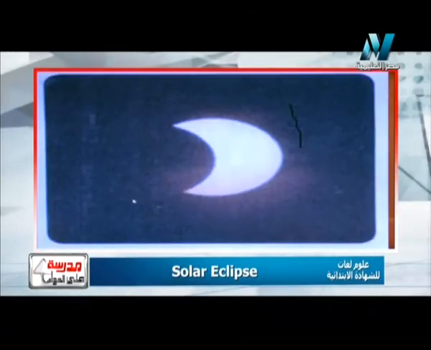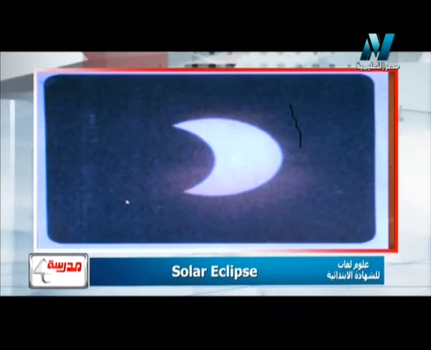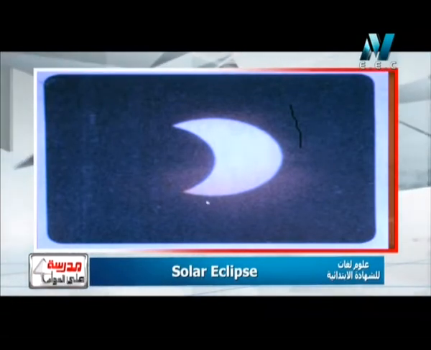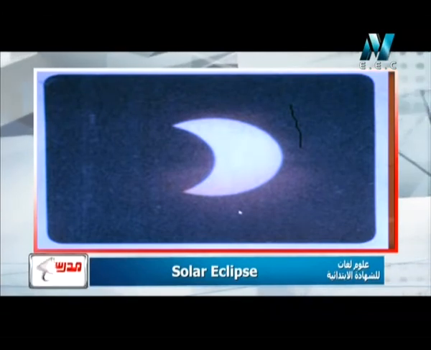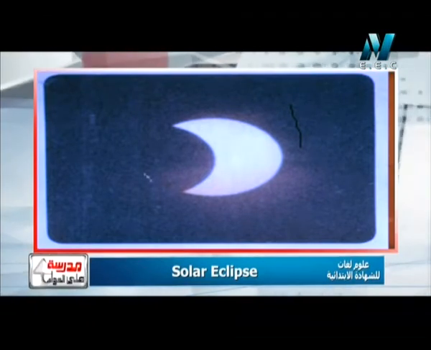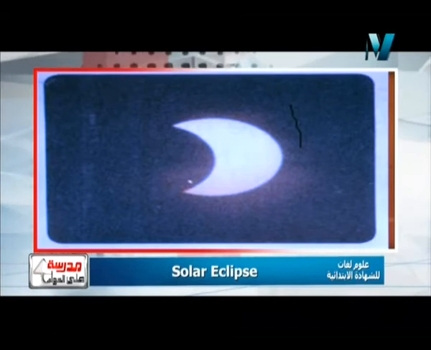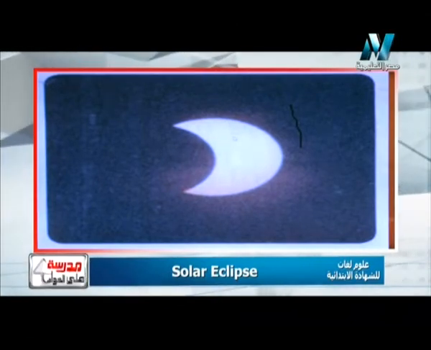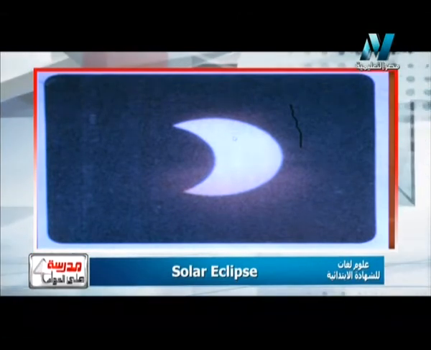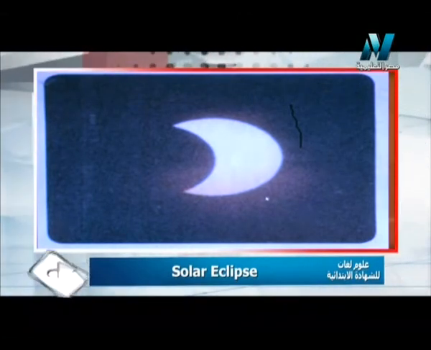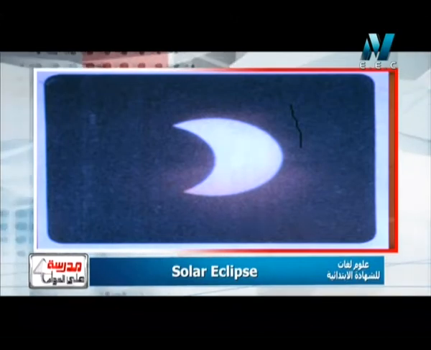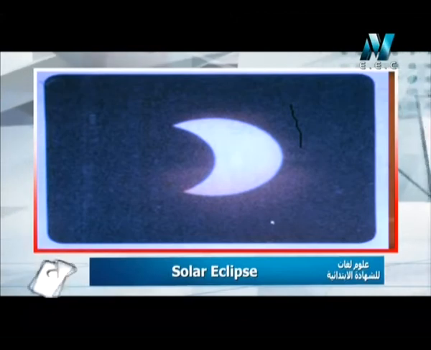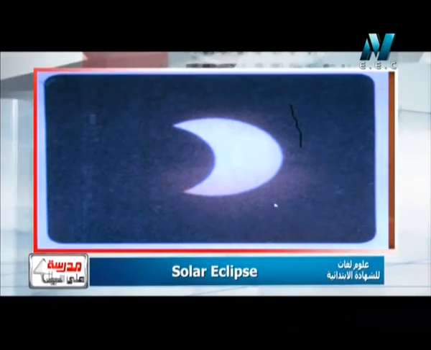Okay? Another picture for the partial solar eclipse. Here I can see a part only of the sun, not all the sun, because the moon here blocks. Imagine this is the moon that blocks part of the sunlight. Again, the moon blocks some part of the sunlight, so I cannot see the sun completely due to the presence of the moon between the sun and the earth and the presence of the earth in the area of penumbra of the moon.